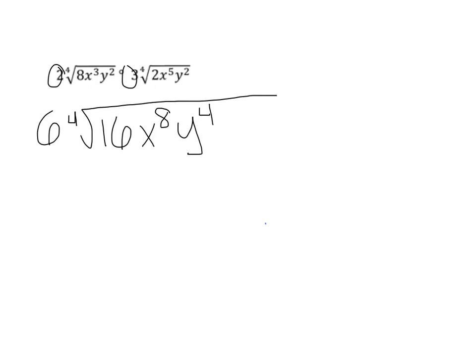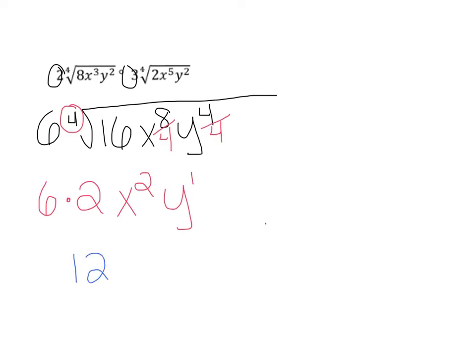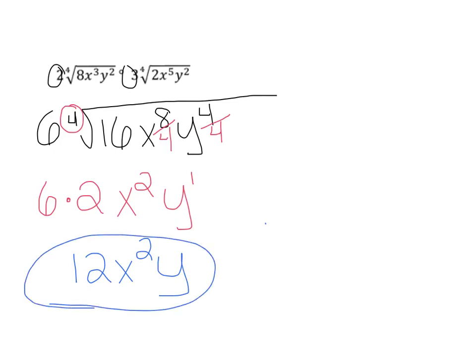So, simplifying this, we still have our 6 out front. The 4th root of 16 is actually even, and it comes out 2. We divide the 8 by 4 this time because it's our 4th root. So we would have x to the 2nd, or x squared. And then again, we would divide the y to the 4th by 4 because it's a 4th root of that. So we would be left with y to the 1st. Simplifying this, we get 6 times 2, which is 12. x squared, y to the 1st is the same as just saying y. So our simplified answer would be 12x squared y.